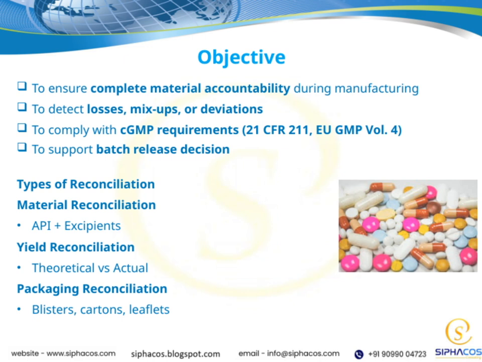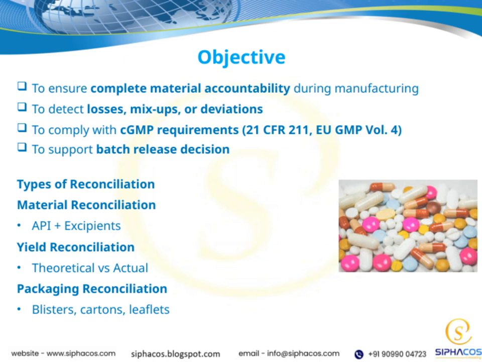Another key point is compliance with CGMP requirements, such as 21 CFR 211 and EU GMP Vol. 4. These regulations set the standards for quality and safety that we must adhere to in our manufacturing processes. Finally, reconciliation supports our batch release decisions. By having accurate and thorough data, we can confidently approve batches for distribution, ensuring only quality products reach the market.